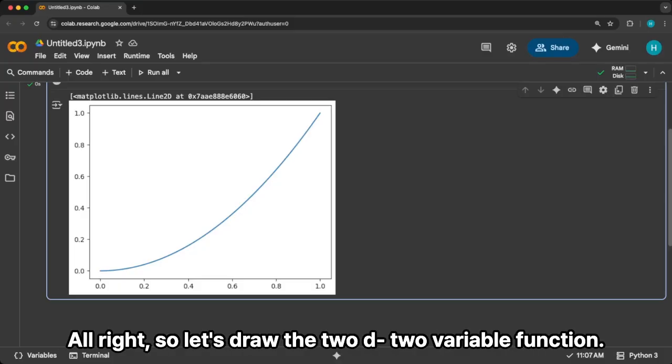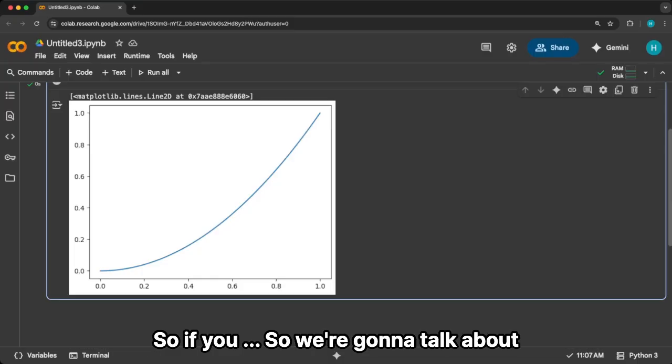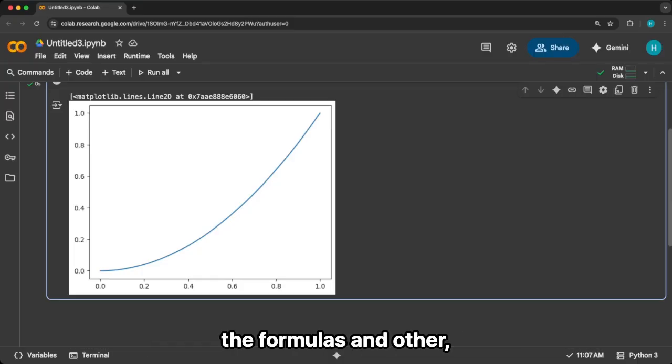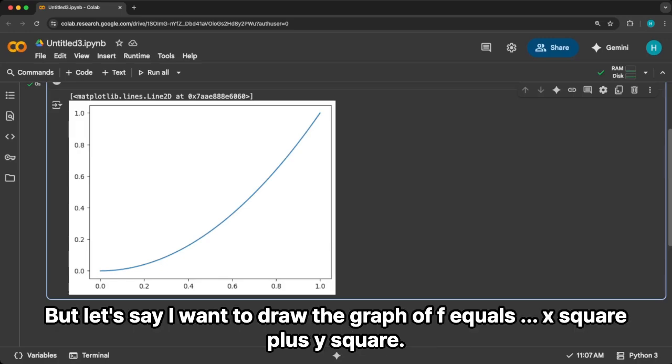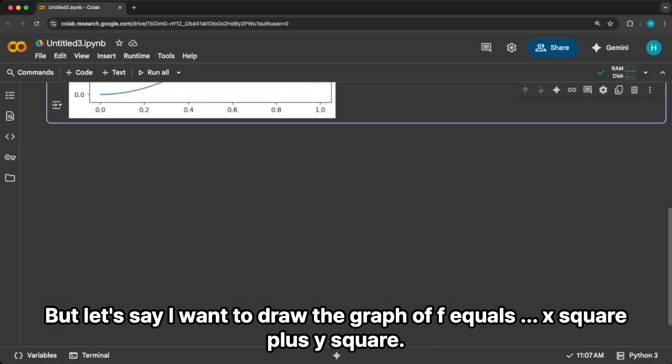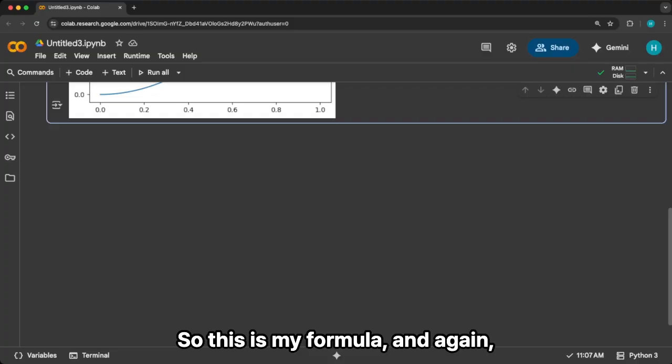All right, so let's draw a two variable function. We're going to talk about the formulas and other types too, but let's say I want to draw the graph of f equals x squared plus y squared. So this is my formula.